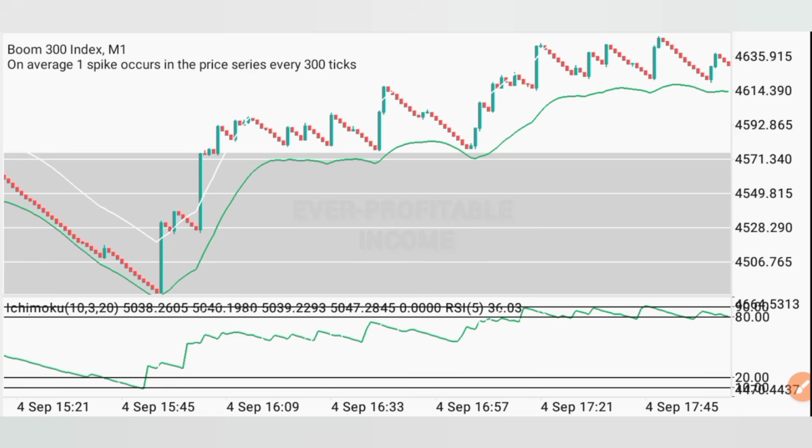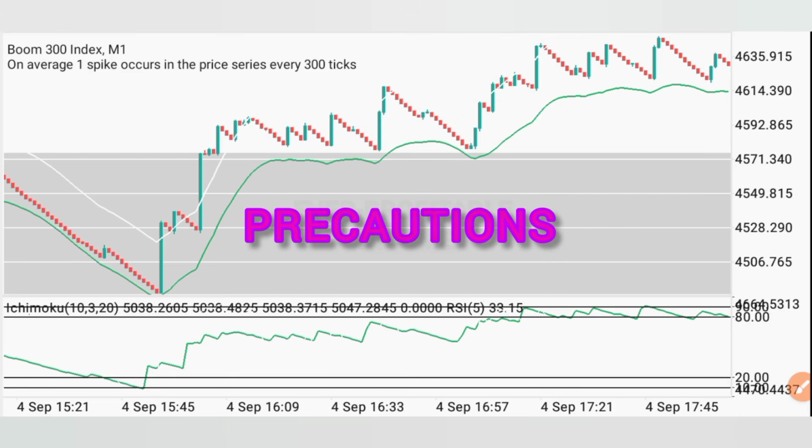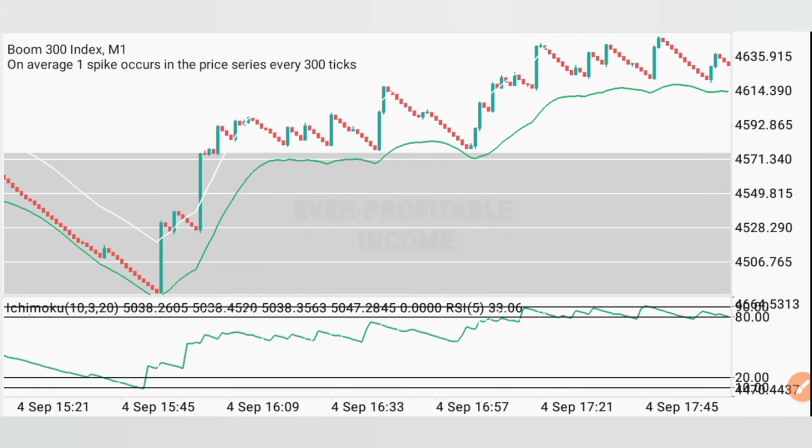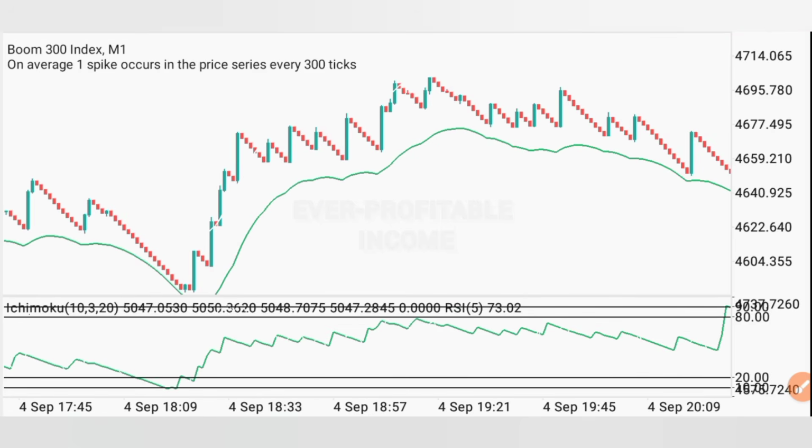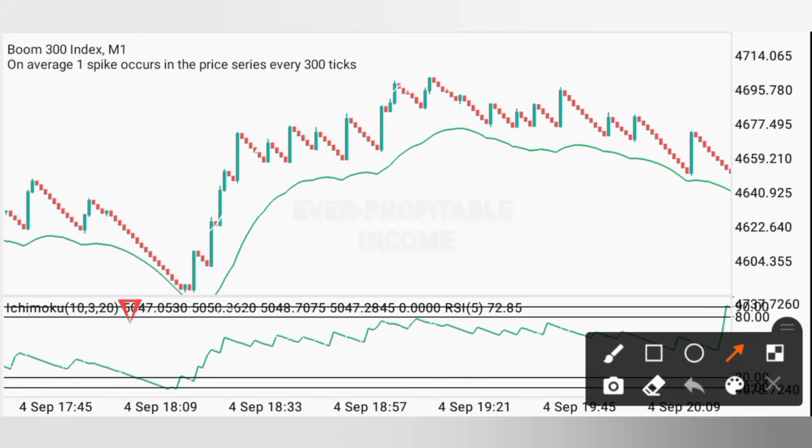Now let me give you one precaution you should take note of. It's not every time that your Ichimoku seems to be on level 10 that you're going to enter a buy. Like I always tell you, you have to move your chart to confirm if it's a sure entry point. Now the Ichimoku here seems to be at level 10. Can you see that?